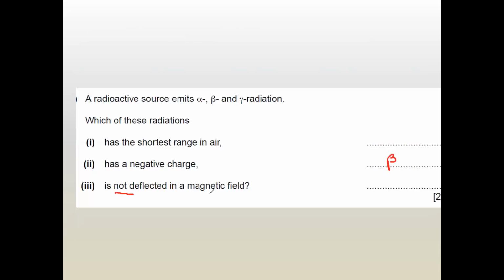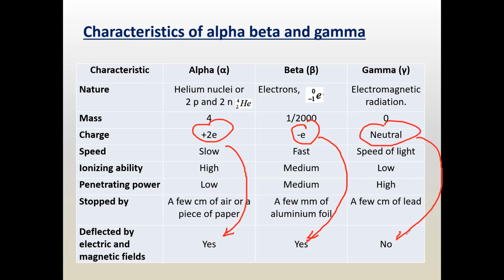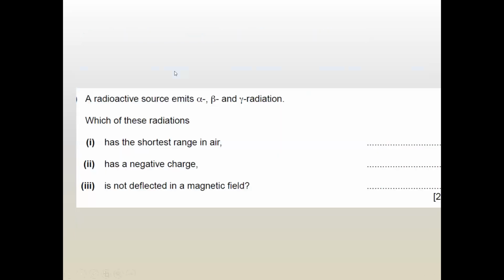The third one: which is not deflected by a magnetic field? Deflection in a magnetic field depends on whether it is charged or uncharged. Because alpha is charged, it is deflected in a magnetic field. Beta is also charged, negative, so it is deflected. But gamma is neutral, so it is not deflected by electric or magnetic field. So the first one, the shortest range, is alpha; the negative charge is beta; and the one not deflected by a magnetic field is gamma.